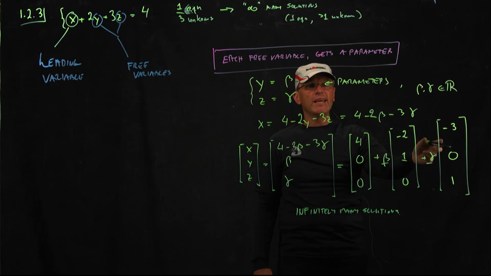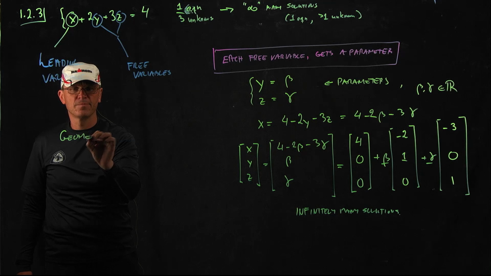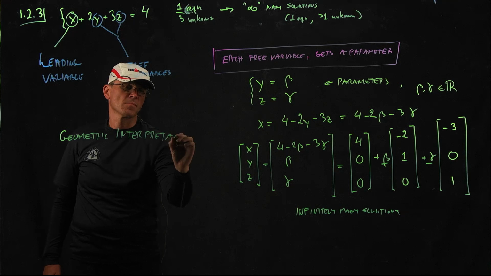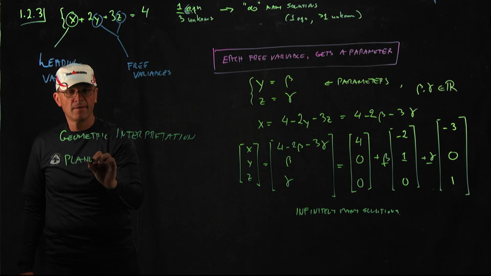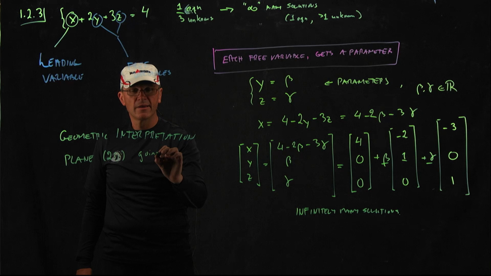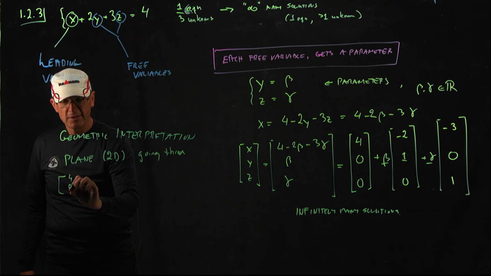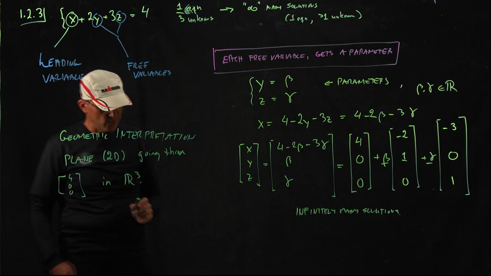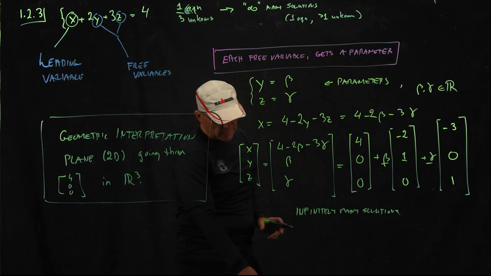And if you take all combinations of beta and gamma, geometrically, this will be a plane going through this point, right? So the geometric interpretation is a plane, which is something that's two-dimensional, going through the point 4, 0, 0, and all of this is happening in R3, like in 3 space. So that's one way to geometrically think about what that solution looks like.